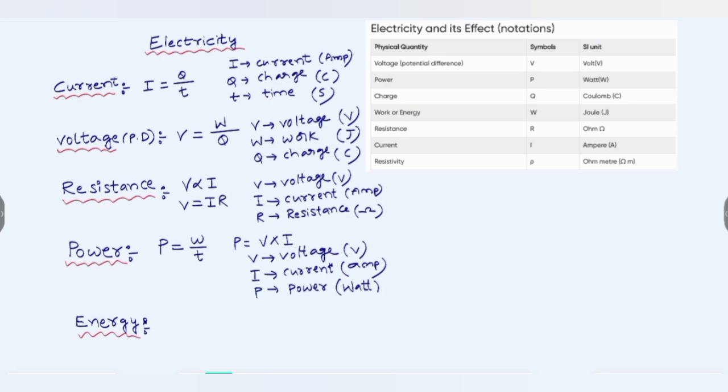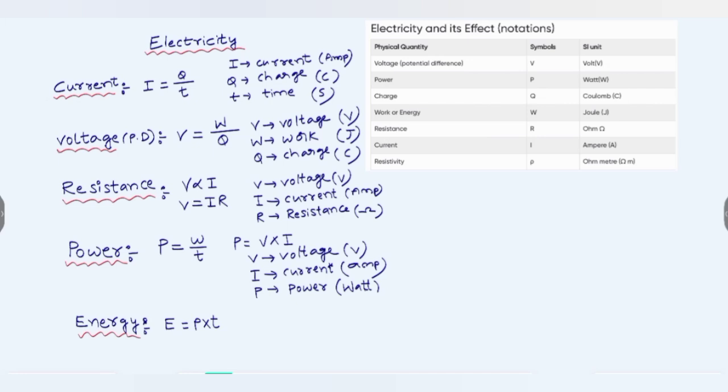Now the next definition, that is energy. What is the difference between power and energy? The rate of doing work, with respect to time, is called power, whereas the capacity of doing work is called energy. We already know power is equal to work per time. Here work is nothing but energy, so energy is equal to power into time.